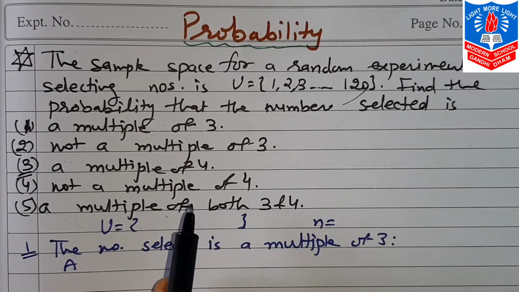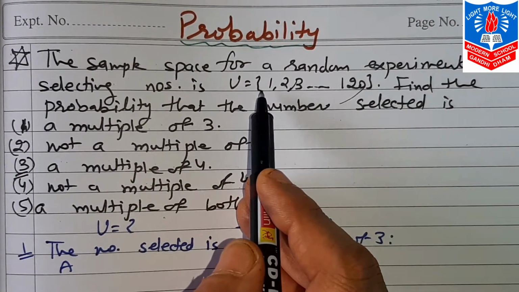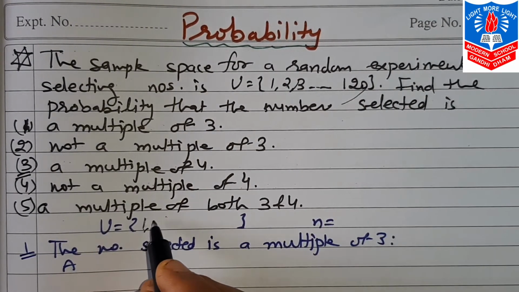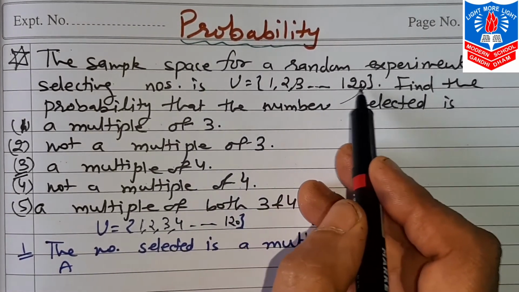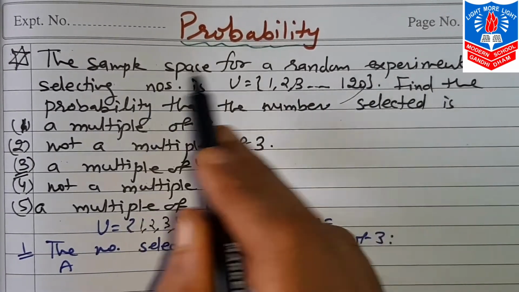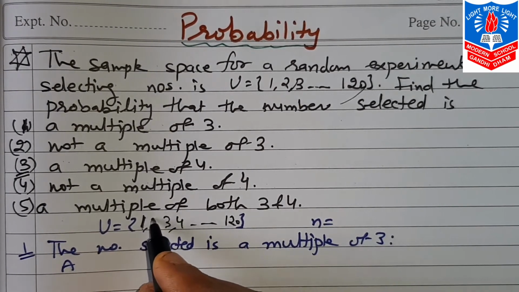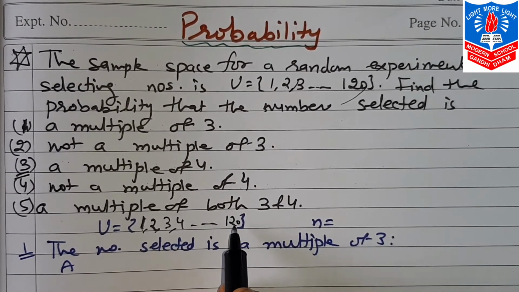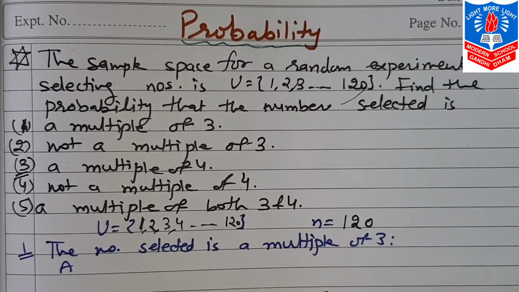Now if you remember, in the previous session also we discussed how to find the probability. Before that, of course, here in this question U, that is 1, 2, 3 up to 120, is already given. But normally if it is not given, it's understood that before finding the probability, whatever is given, read that correctly, and that only will be your U, sample space U, that is n. Here we can't show all 120, so in this case it will be 120 only.